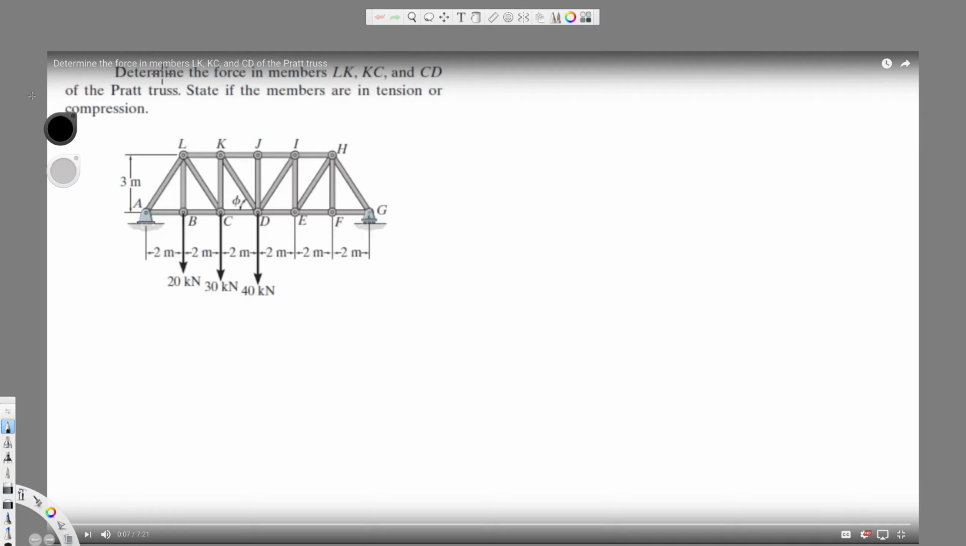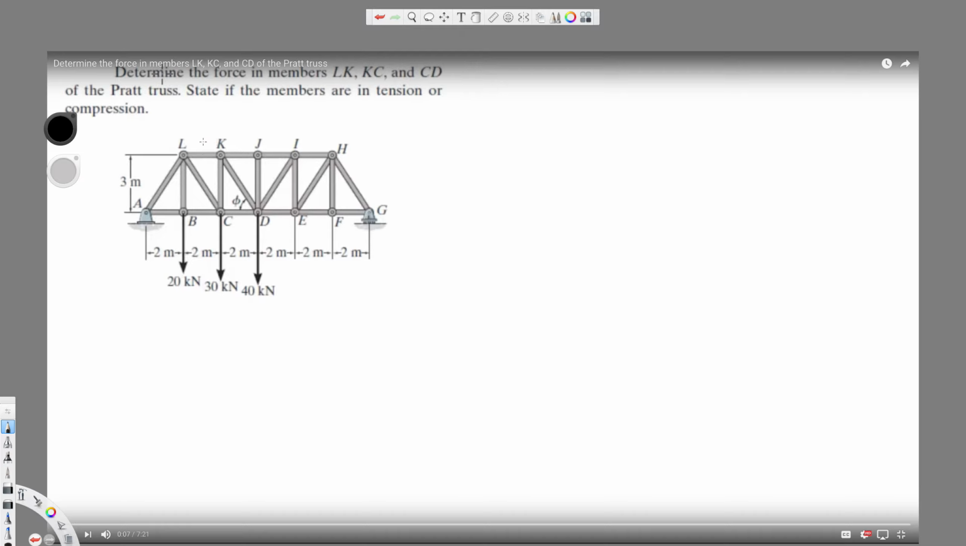We have this question right here. It's asking to determine the force in members LK, KC, and CD of the Pratt truss. State if the members are in tension or compression. So if you see, LK is right here, KC is right here, and CD is here.